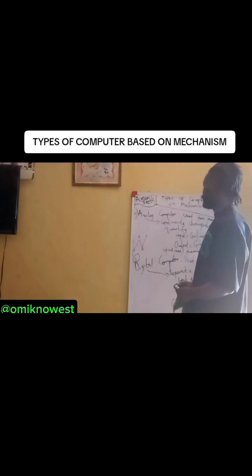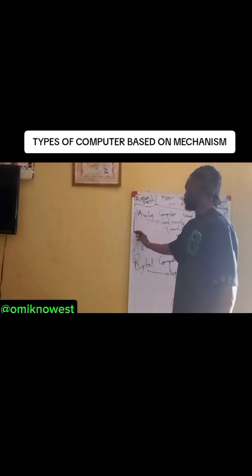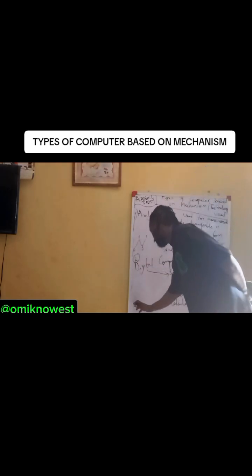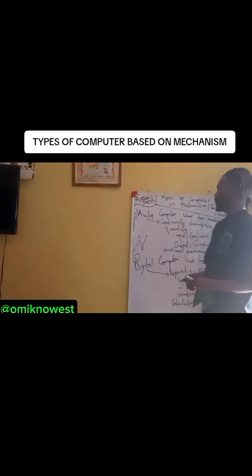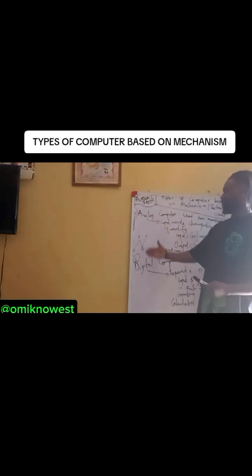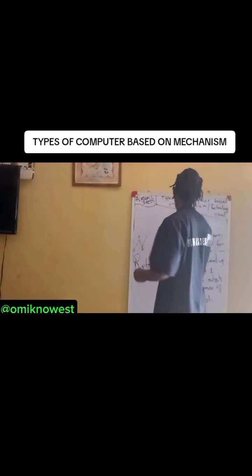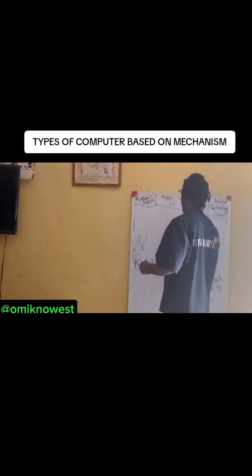So the last type of types of computer based on technology used is what we call the hybrid. And the hybrid computer is simply a combination of these two. So the hybrid is that type of computer that makes use of the analog and digital computing system. So the hybrid will take measurements and then give you the counts.